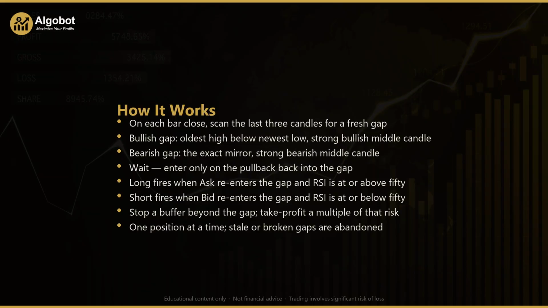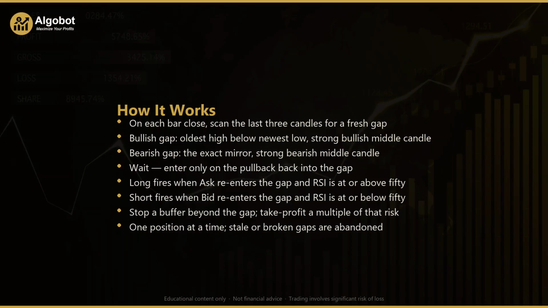Let's walk through exactly how the strategy operates, step by step. Everything begins on the close of each new bar, when the expert advisor re-examines the 3 most recently closed candles to see whether a fresh fair value gap has formed. For a bullish gap, 3 conditions must line up. First, there must be a true gap in price, meaning the high of the oldest of the 3 candles sits below the low of the newest candle.